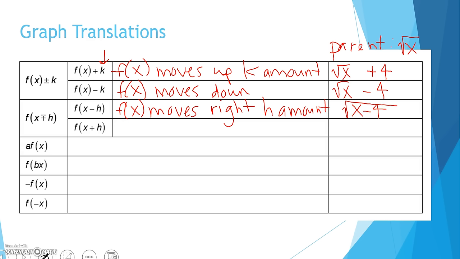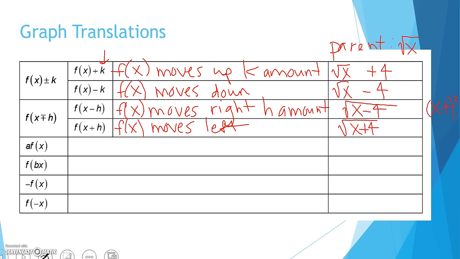And same if I was talking about a quadratic, I would include it inside of the squaring process. So like another example, if I'm using a quadratic, I would put the -4 inside of the parentheses. Now if I want it to move left, I put a plus sign inside. So if I want this example to move left, I do +4 underneath the radical.